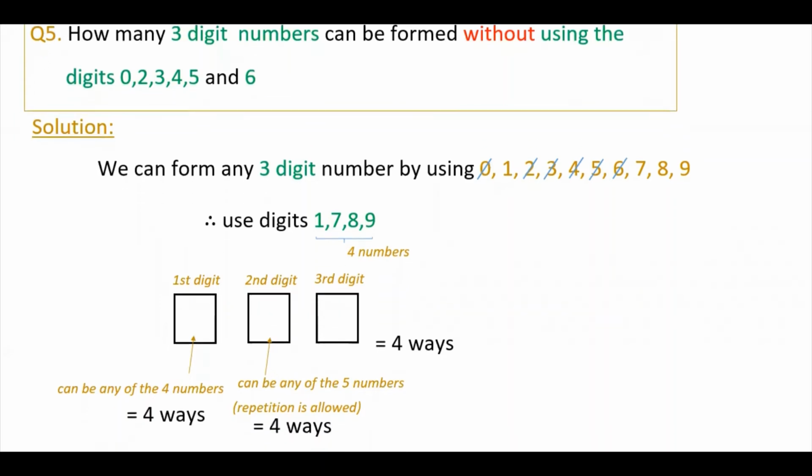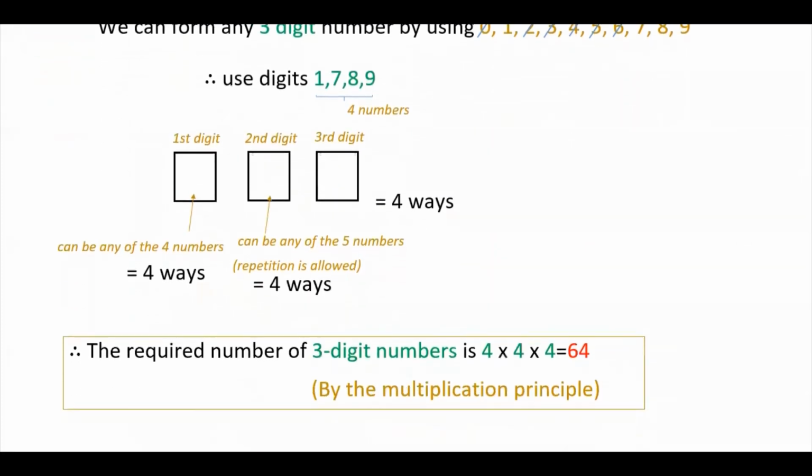So in the first box, it is a 3-digit number. In the first box, 4 ways. Second, 4 ways. Because the repetition here is not mentioned anything, so you can repeat the number. So 4 ways, and similarly 4 ways. And in the third digit also 4 ways. Therefore, the required number of 3-digit numbers is 4 into 4 into 4, that is equal to 64.